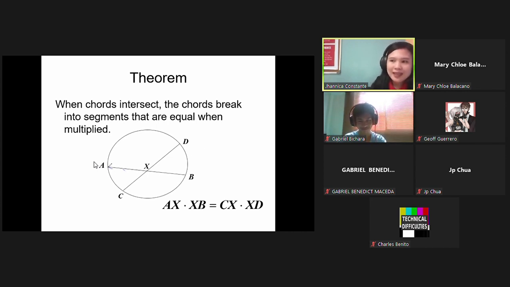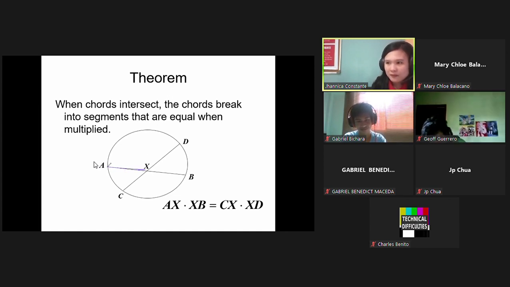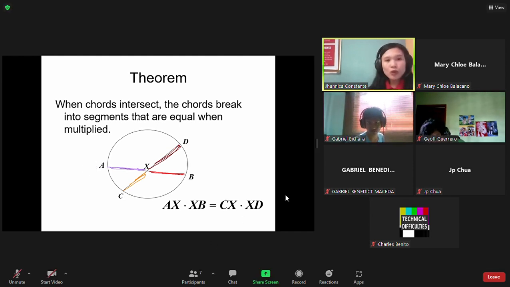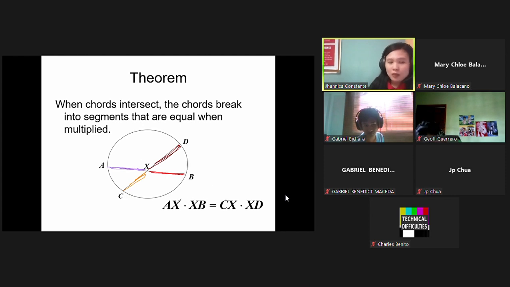The segment AX, we have segment XB, and we have the segment CX, and the last segment that we have is segment XD. So if the two chords intersect, when we multiply the corresponding segments that are formed in those chords, they will be equal, just like what we have here. AX multiplied by XB is equal to CX multiplied by XD.